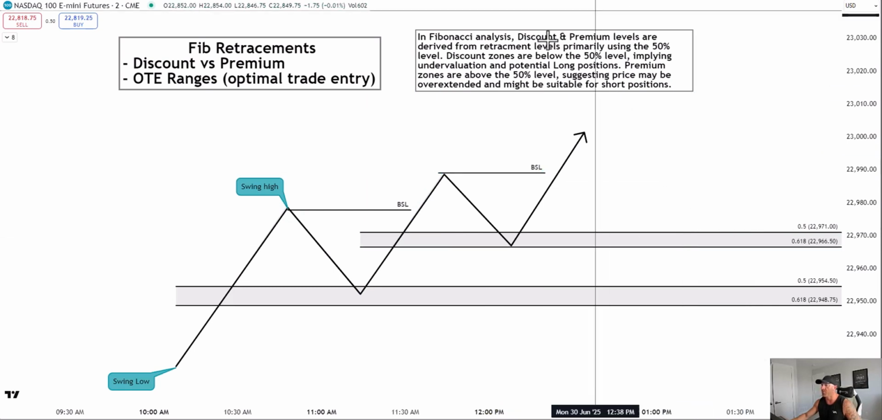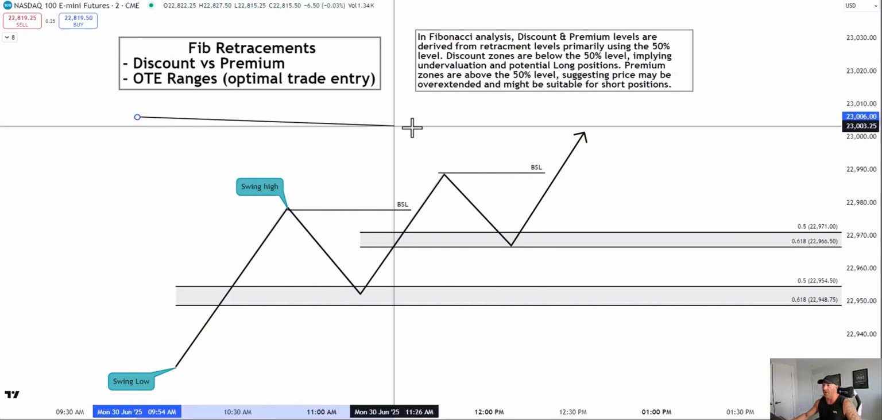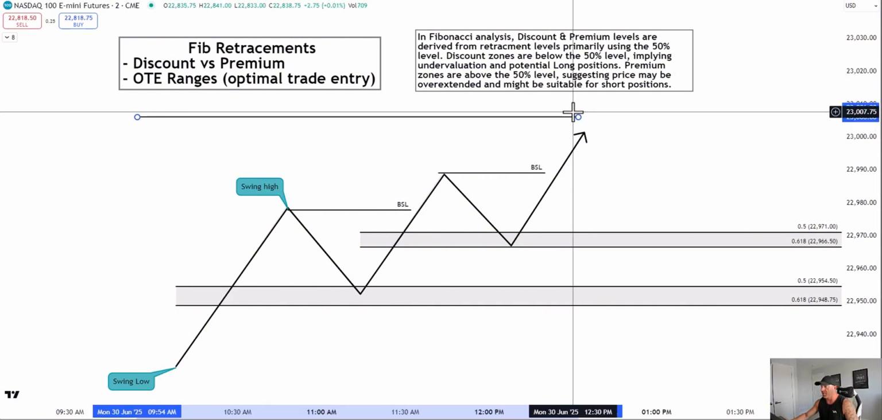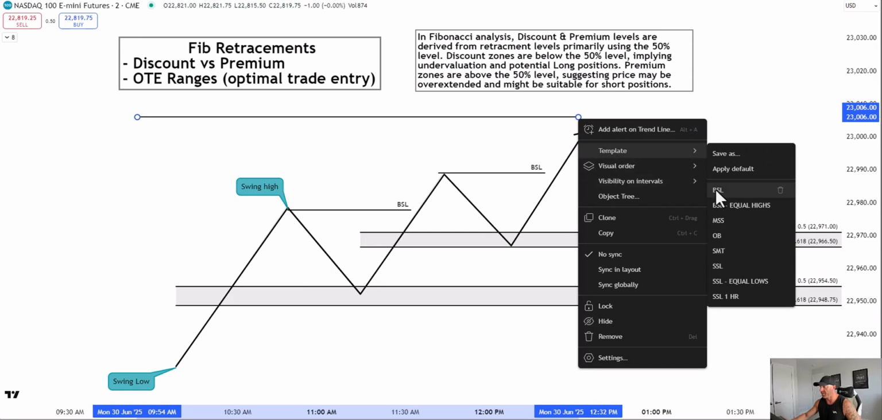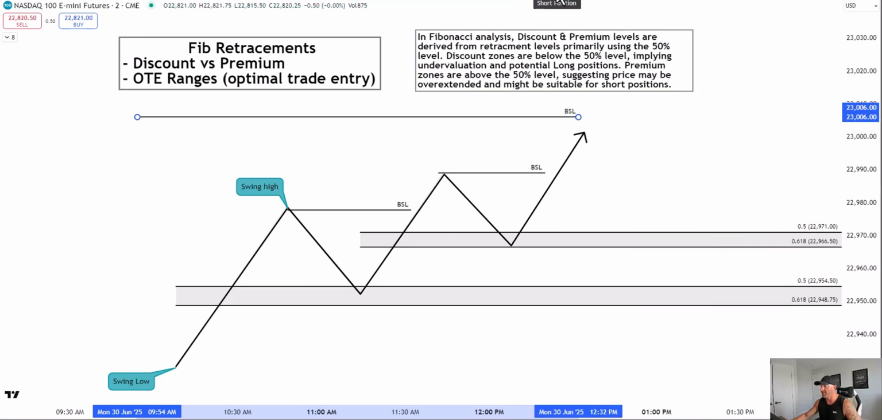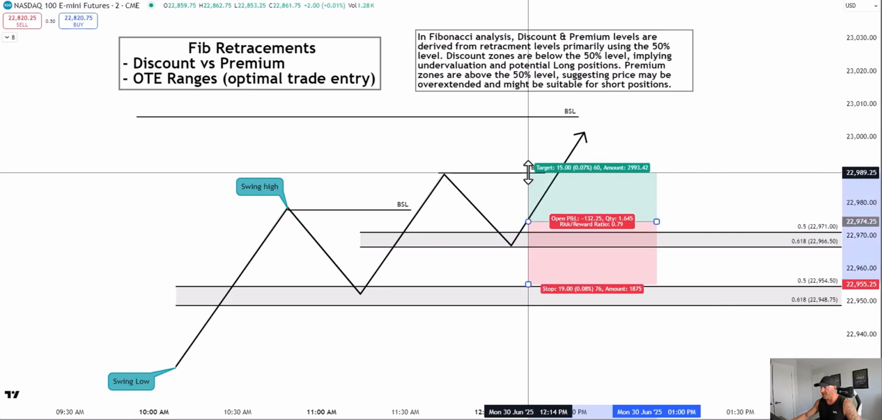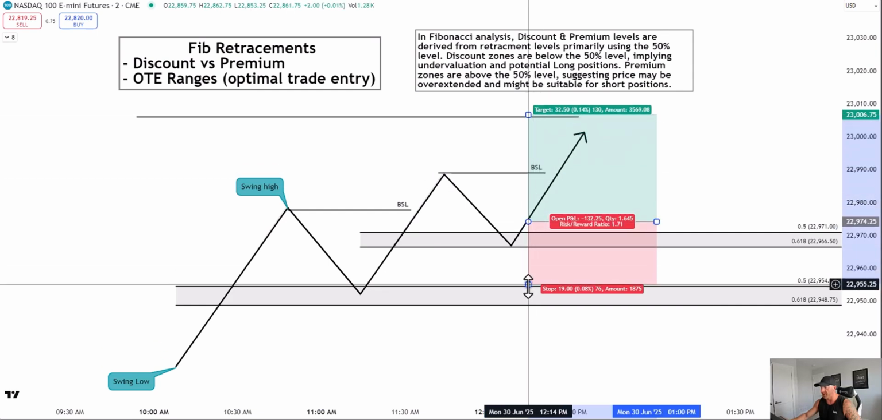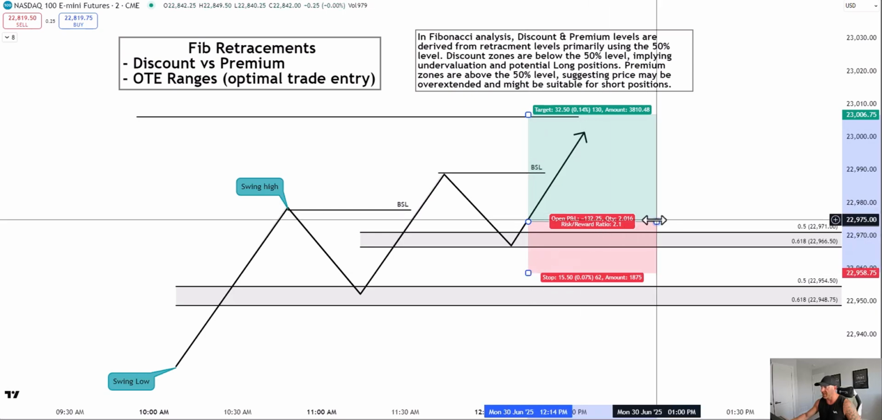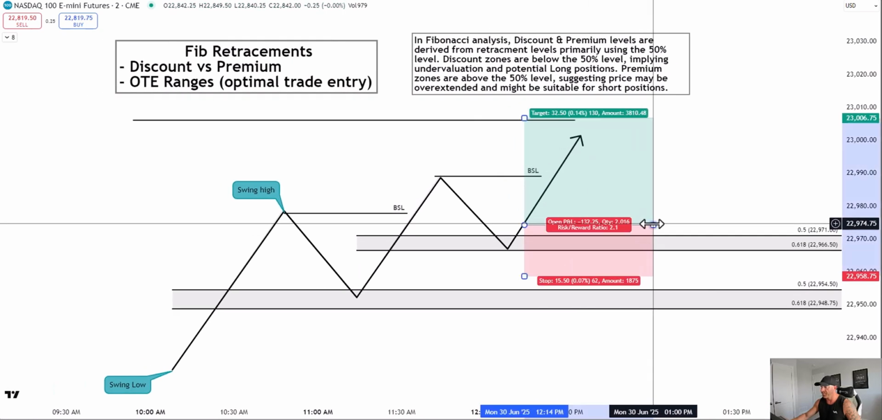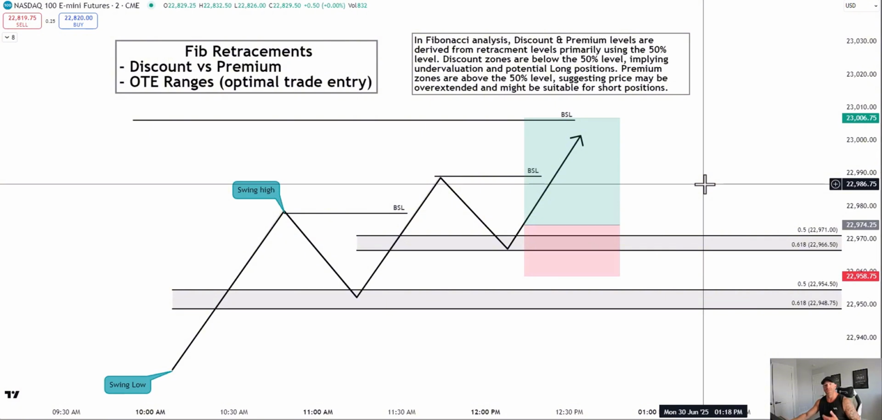And then say we have some more, say we have an hourly high or a 4-hour high up here. Well, that's where your final target would be, right? So here, this would be your trade right here. Say you get in right here. First target here, scale out. Second target there. Stop a bit below the discount range. Okay? So that's basically Fib retracements.